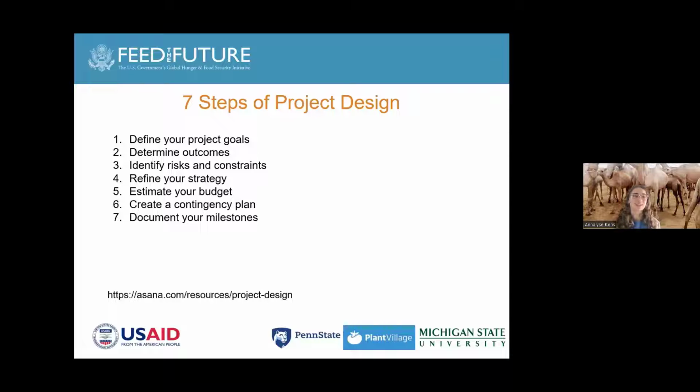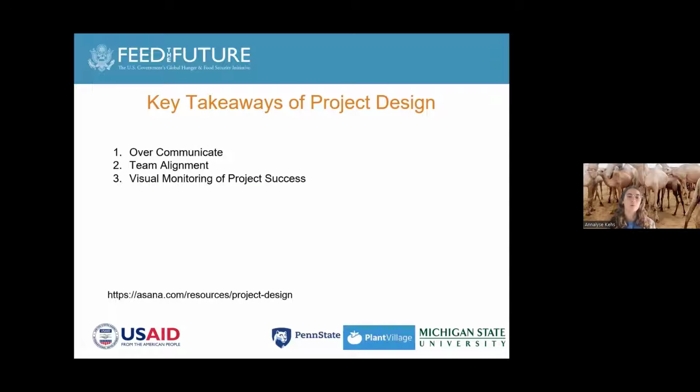Calista, if you could go to the next slide, I'll just cover the key points for success when it comes to project design. For me, this really comes from over communicating, having team alignment, and visual monitoring of project success. For over communicating, you really want to communicate with everyone, and it is, in my opinion, better to be told to stop updating as often rather than be told you aren't communicating enough.